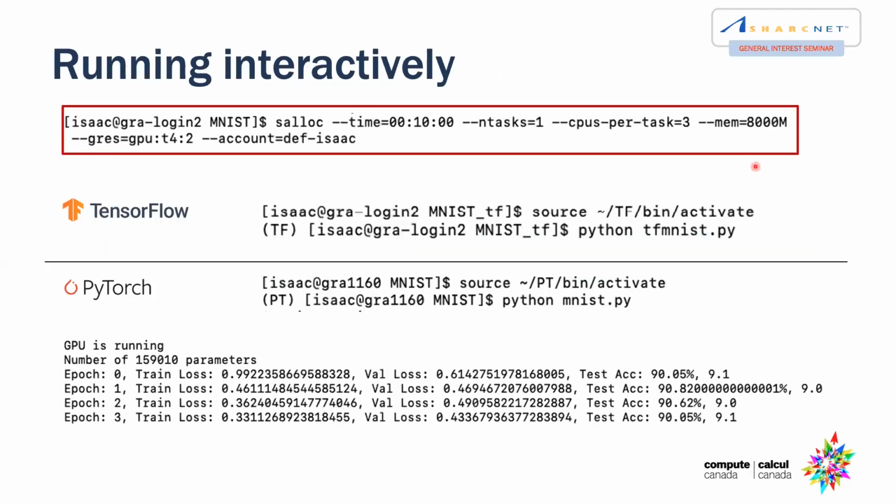TensorFlow and PyTorch have basically the same idea. Assuming you got into the certain resources, you activate your virtual environment and just run it. That's it. It's very simple. And then once it's done, you can deactivate and exit from that allocation. Even though I didn't put it properly for this one, you can see that.